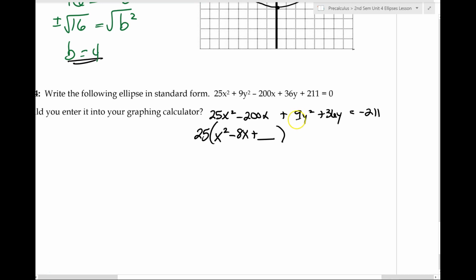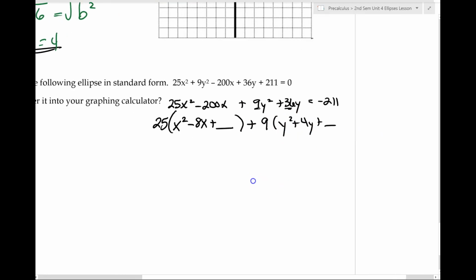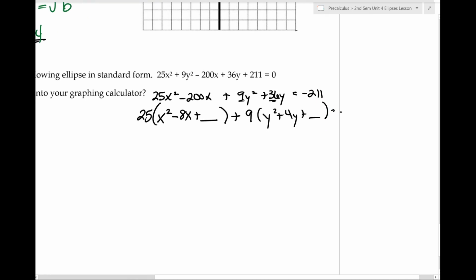Now I'm going to do the same idea here. I need to get rid of that 9. So I'm going to factor out a 9, which leaves me y squared plus 4y, plus blank. And then over here, I'm going to go negative 211 plus blank plus blank. Now, there are some stipulations, but just go with me. I'm going to change some colors here to make sense.